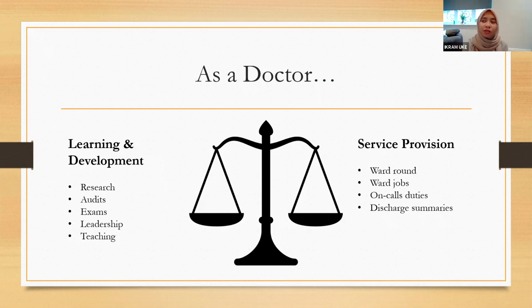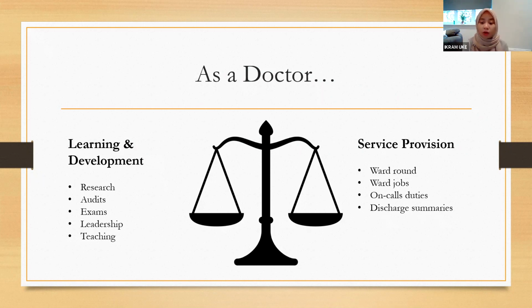So as a doctor, you'll realize that your time and your energy is divided into two aspects when you work. One is to provide service. That's just basically doing your routine day-to-day jobs, your ward rounds, your jobs after the ward rounds, on calls, etc., discharge summaries, especially as a foundation doctor. And then another arm that is important as a doctor is learning and development. This can comprise research, audits, exams, leadership, teaching, etc. Things that help you to grow as a professional individual.